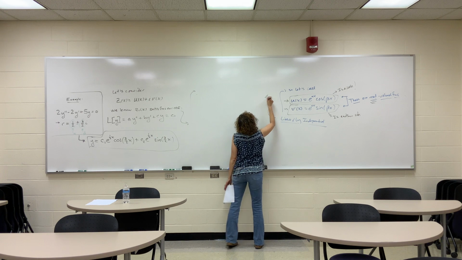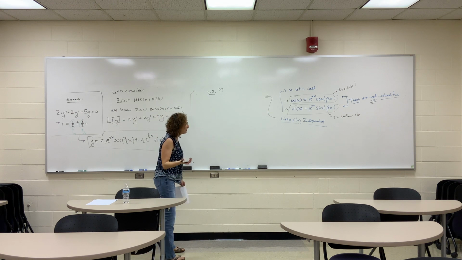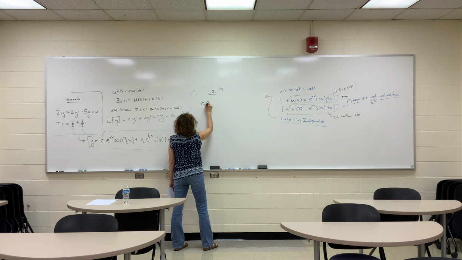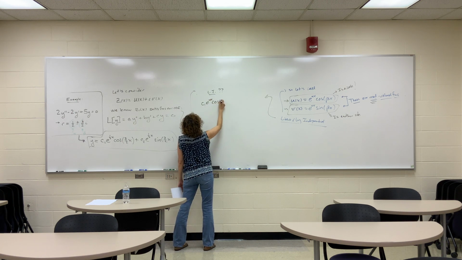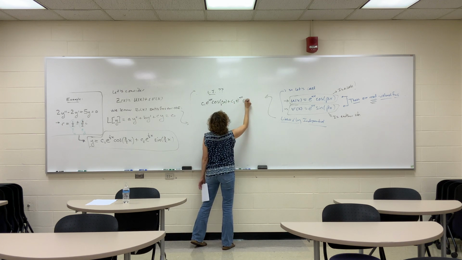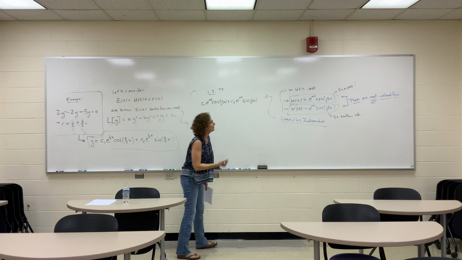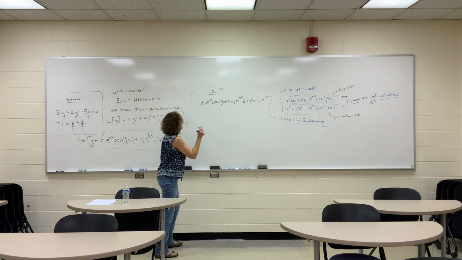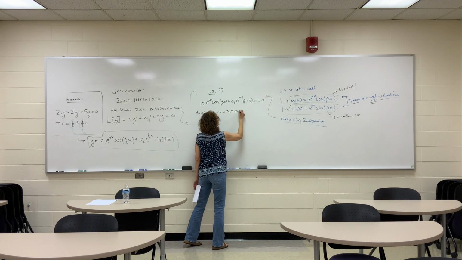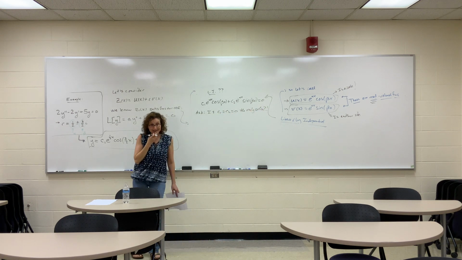So, linear independence. Are they linearly independent? Well, what does that mean? We look at a linear combination of them, so C1 e to the alpha x cosine beta x plus C2 e to the alpha x sine beta x. Set the linear combination equal to what? 0, and ask, is C1 equals C2 equals 0 the only solution to that equation?